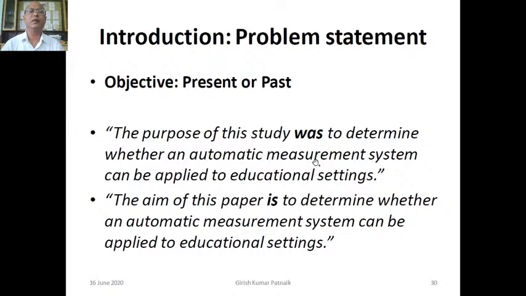Problem statement, it can be present or past, and generally we write it as an objective. So there are so many ways of writing a problem statement, but here I am particularly focusing on writing the objective. So it can be present or it can be past. So you can see how the purpose of this study was. But if I'm using the present tense, then how I'm writing it is, the aim of this paper is. So you should be very careful about what the subject of your English sentence is. So accordingly, you are supposed to use either the past tense or the present tense.